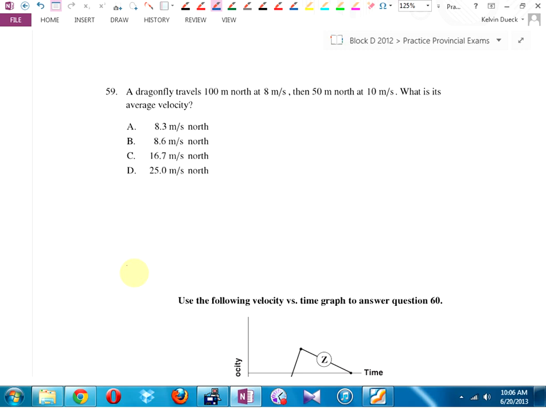Number 59 is tricky. It says a dragonfly travels 100 meters north at 8 meters per second, then 50 meters north at 10 meters per second. What's its average velocity? By the way, which of these two answers are dumb? Look, if you went 8 meters per second and then later on you went 10 meters per second, there's no way you averaged more than 10 meters per second. Right? Okay.